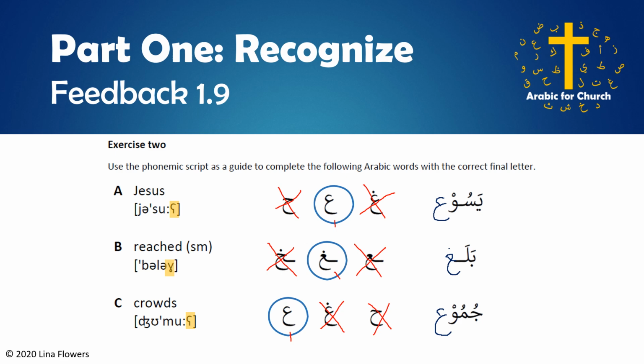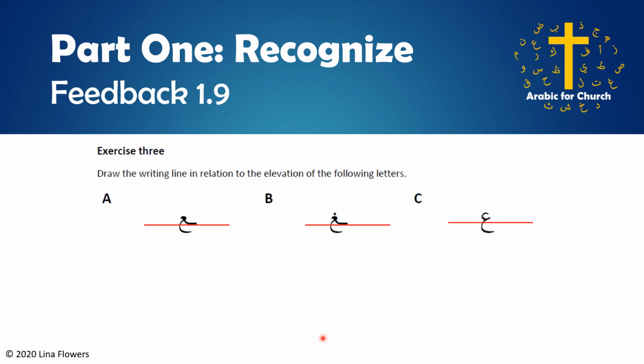So here we are. We have the three complete words: Yasu'a, balagha, and jumu'a. And if you've done exercise 3, you can see that the connectors of letters Ain and Ghain are on the line. The rest of the letter is below the line. And in C, you can see the letter Ain in its isolated form, and the top of the letter is above the line, and below the big round belly is below the line.